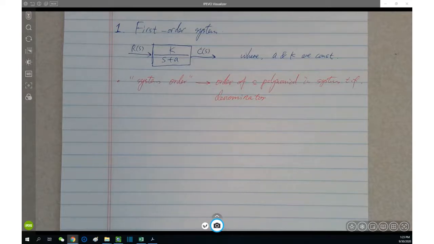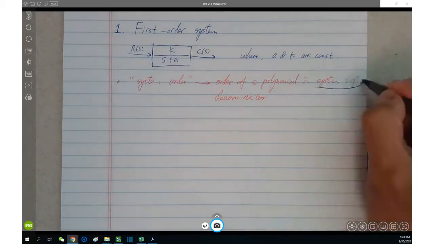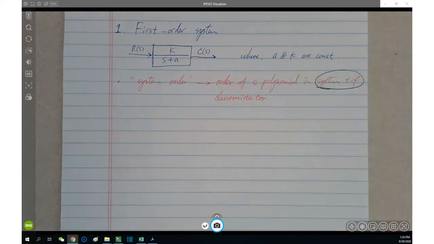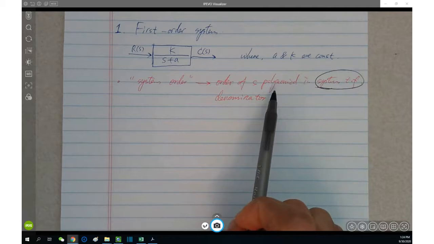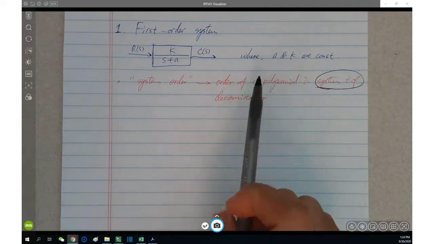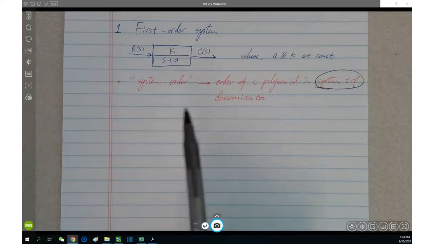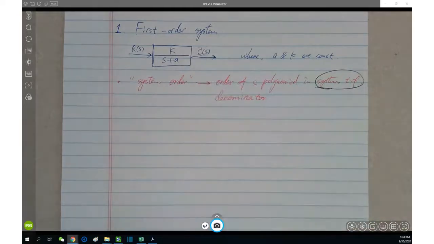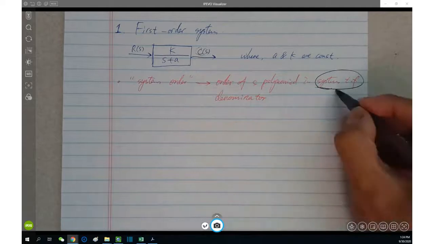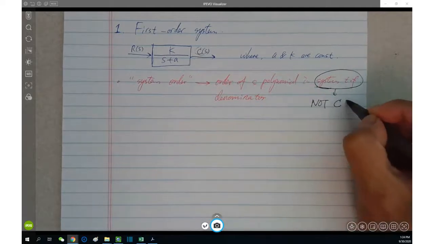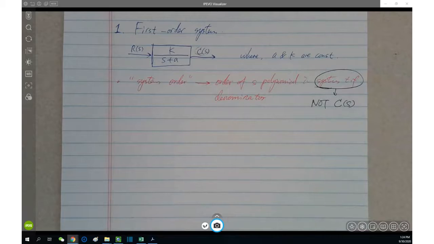But be very, very careful. One popular mistake happens here. We are looking at the s polynomial order in the denominator of the system transfer function rather than the output C of s. Okay, be very careful. This is a very popular mistake. We are checking the order of the system transfer function rather than the output signal.